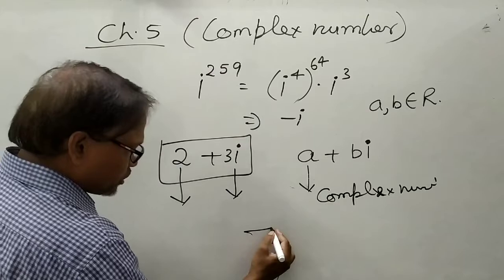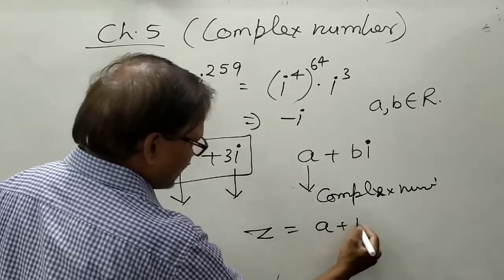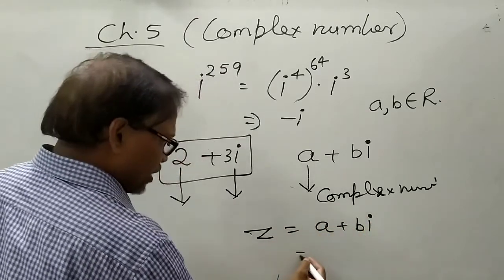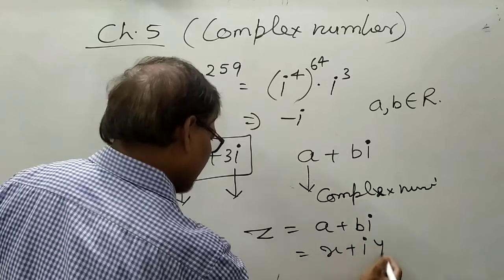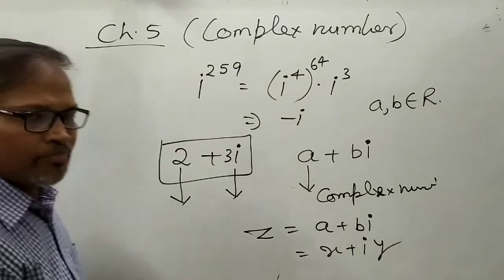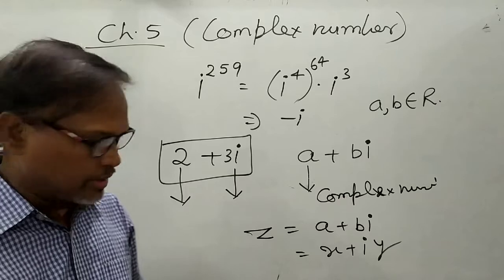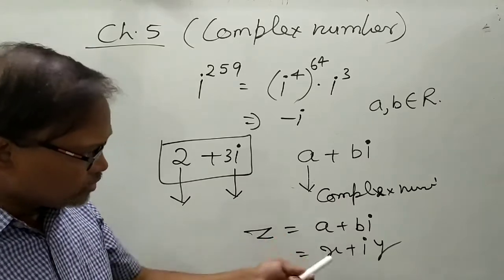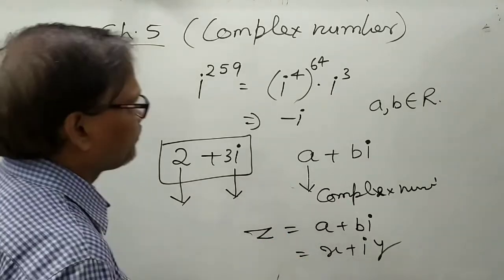And this is denoted by z, represented by the z. इसको हम x और y भी ले सकते हैं, x plus iy भी ले सकते हैं. This you can write, but ये depends on a or b लेते हैं कि x और y. This is called the complex number.